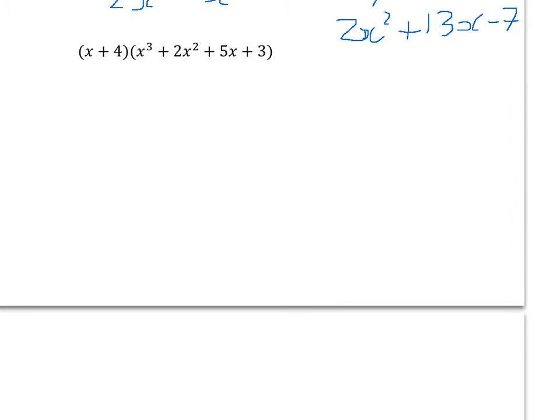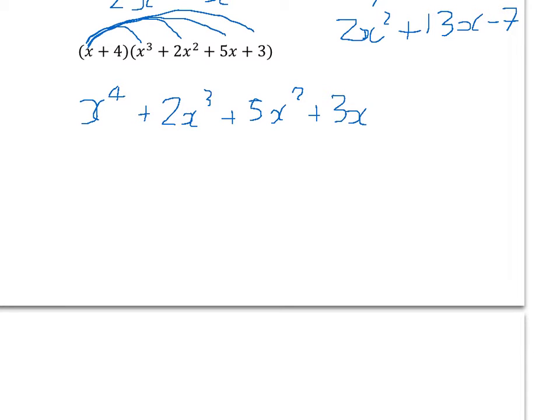This second question is slightly more difficult because you're not just looking at x squared, but you've still got to do the same. You've got to multiply this x by everything in this bracket, and you've got to multiply the 4 by everything in this bracket. So firstly do that, and then collect together like terms. So firstly, x times x cubed, so that's x to the power of 4, x times 2x, well that's 2x to the power of 3, x times 5x, well that's 5x squared, and x times 3, well that's 3x. So that's the first one.